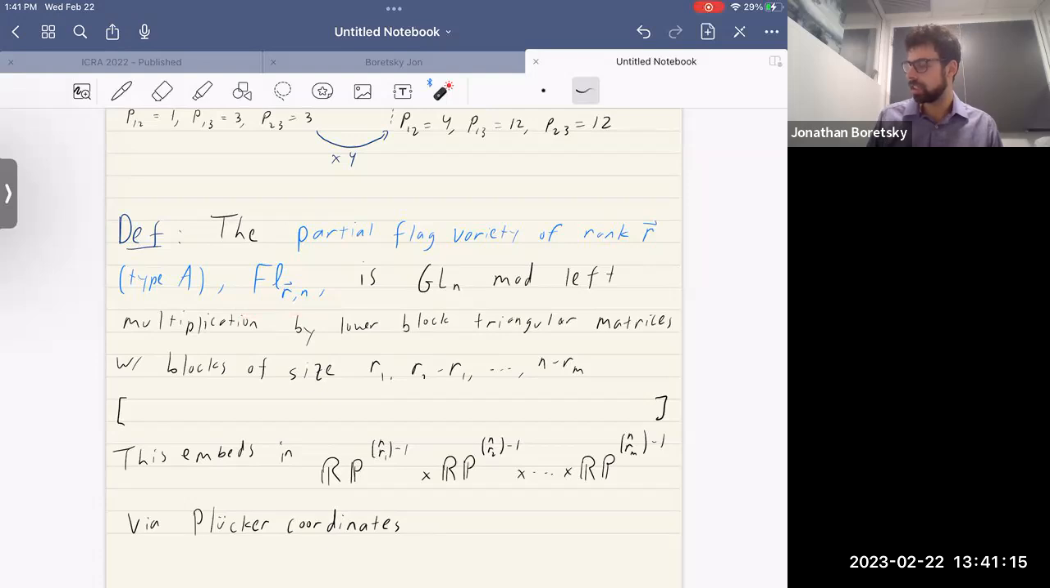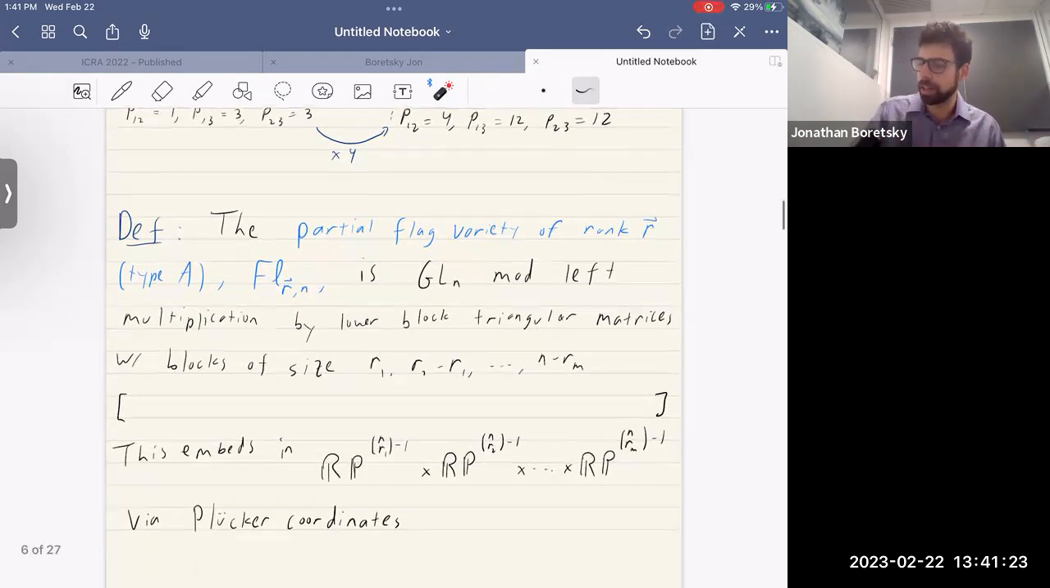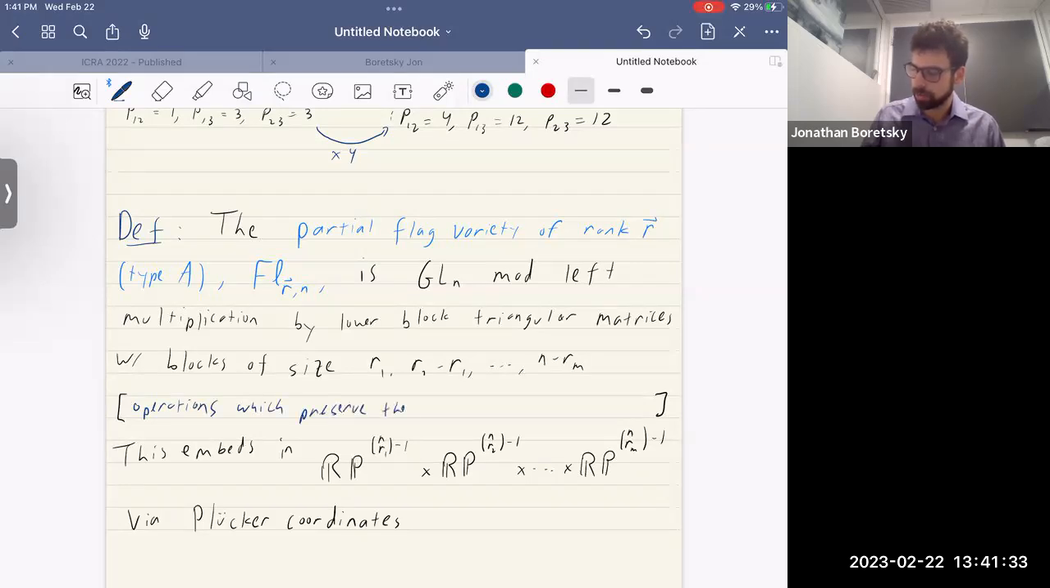And this is GL_n, the group of invertible matrices, modulo left multiplication by some block triangular matrices with some given block sizes. It's a lot of words to say modulo the operations which preserve the relevant row spans. Okay, so basically just look at equivalence classes, which are the matrices which represent the same flags.